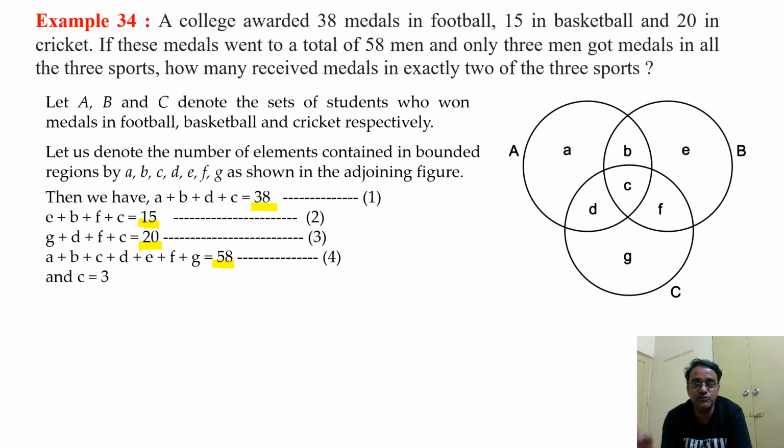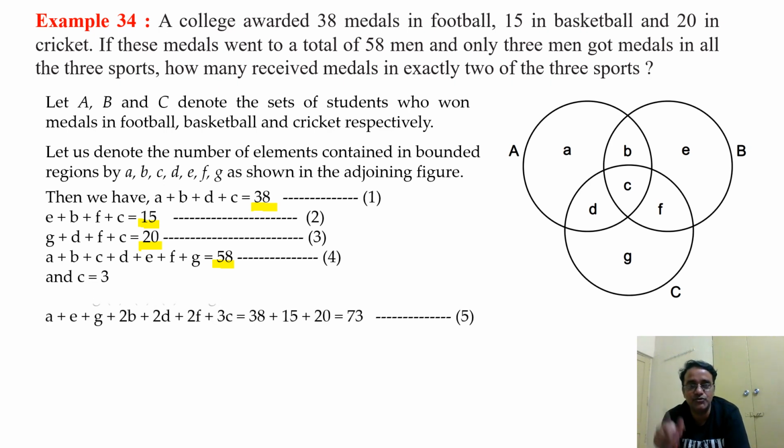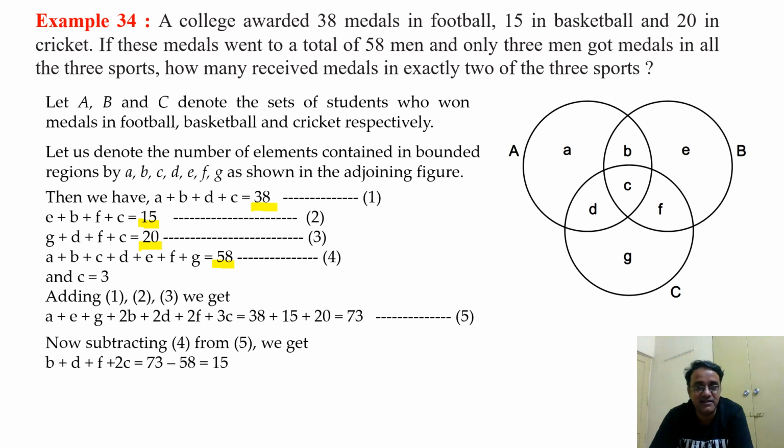Okay, now we will add equations 1, 2, 3. So we'll get A plus E plus G plus 2B plus 2D plus 2F plus 3C is equal to 38 plus 15 plus 20, which is equal to 73. अगर हम लोग इक्वेशन 1, 2, 3 को ऐड करेंगे तो ये वाला मिलेगा. ठीक है, right? Now see carefully. Now we are going to subtract all the sum from equation 5.